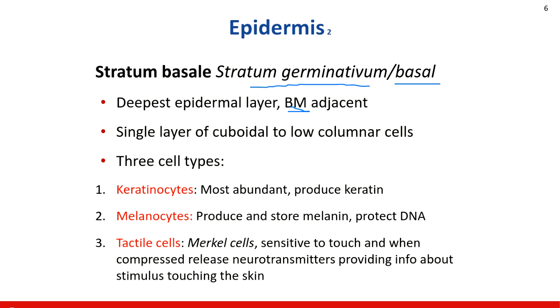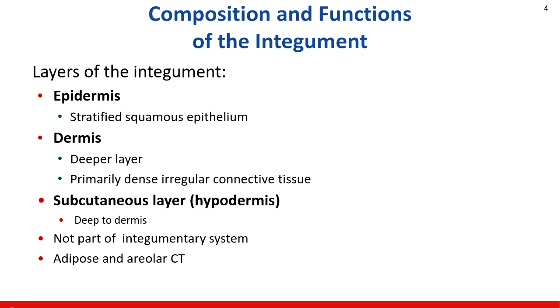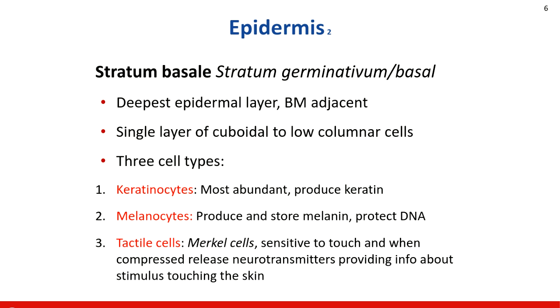Stratum basale, these cells are what we call cuboidal or low columnar cells. But yet, on the previous slide, we said that the epidermis is made up of stratified squamous epithelium. But wait a minute, Dr. Kaj, you're telling me that in the stratum basale, those epithelial cells are cuboidal to low columnar. So that's not stratified squamous.